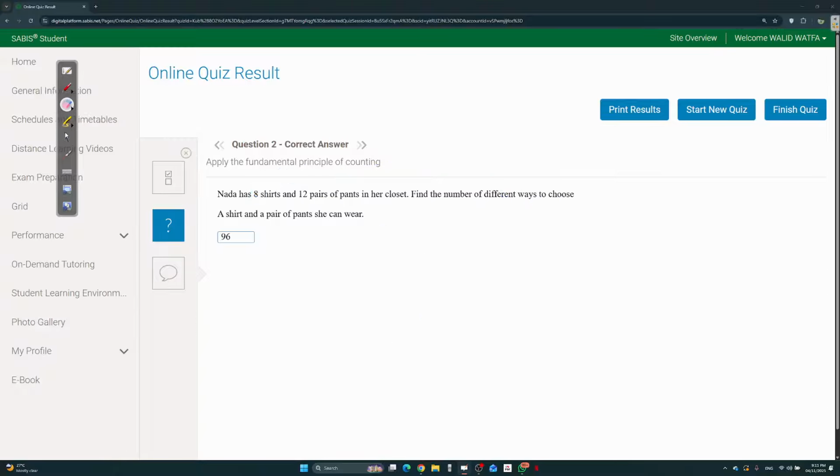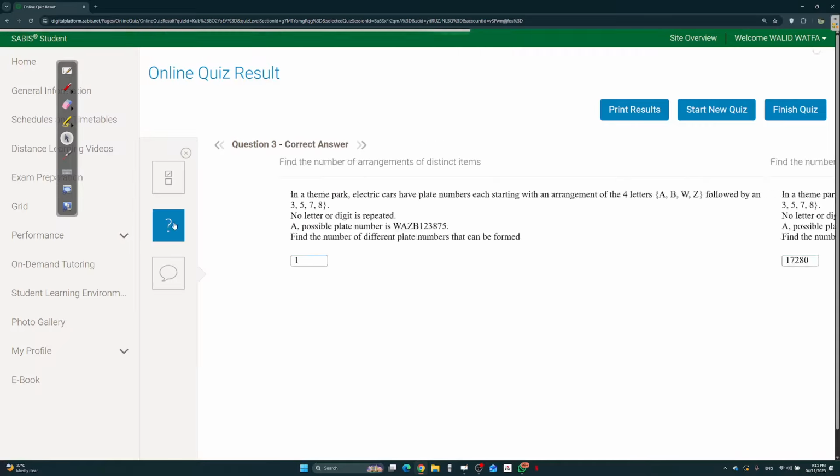So this is where the rule comes from. Please memorize the rule. Anytime you want to find the possible ways or the number of different ways, you simply multiply. That's when you have combinations.